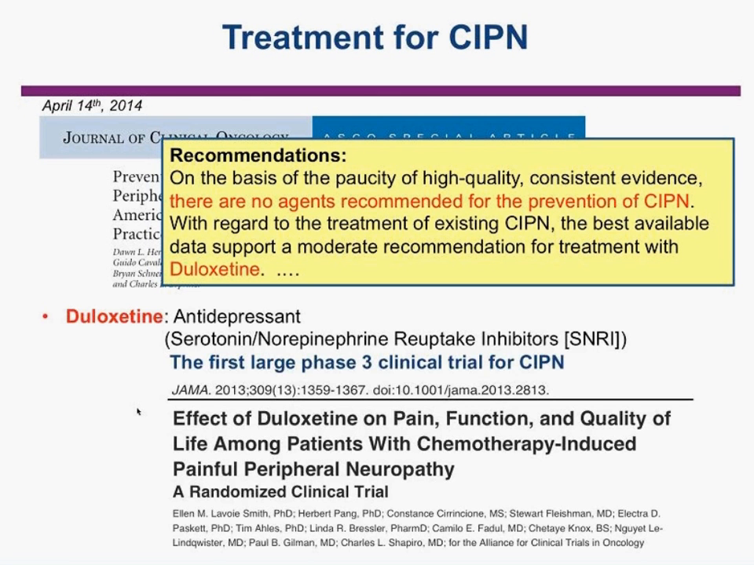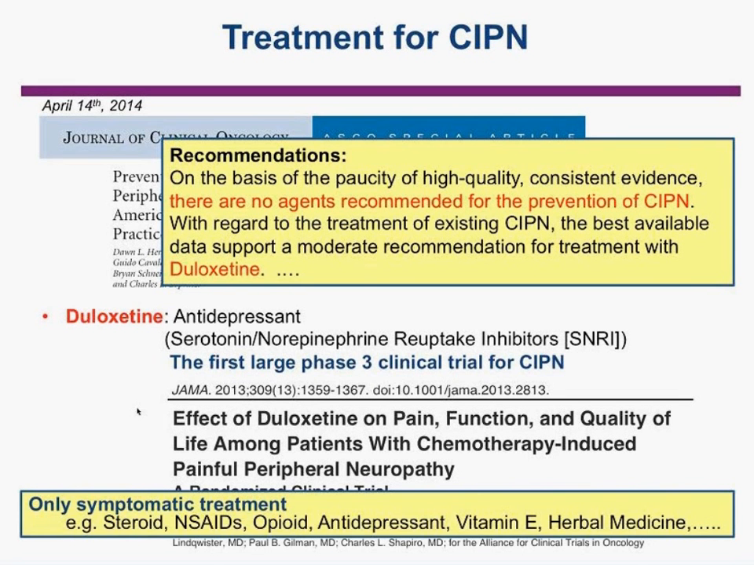This is an antidepressant, and there has been a large phase 3 clinical trial using this particular agent. There are many physicians that also will give steroids, NSAIDs, opioids. They might even allow them to have physical therapy. But the bottom line is there really is no treatment to prevent it and very few treatments to treat it.